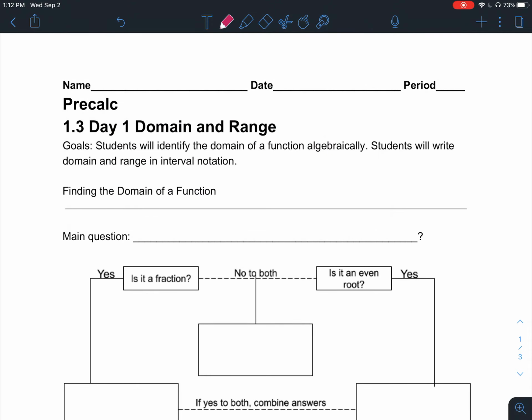All right, folks, so let's go ahead and jump right into today's notes. We're doing domain and range. And what we're going to do is identify the domain of a function algebraically, and then you will write the domain and range in interval notation. We're actually going to go to interval notation first because I think it's a better starting point.